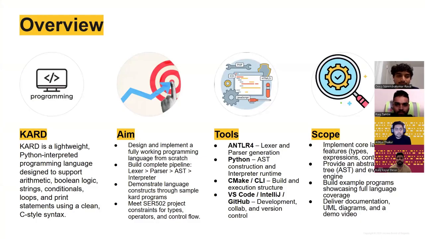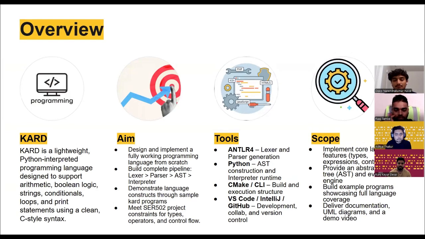So, what exactly is KARD? At its core, KARD is a lightweight interpreted language built using Python. We chose a clean C-style syntax because it is familiar to most developers, which lowers the learning curve. Our primary aim was to implement the big four steps of language processing from scratch: the lexer to read the text, the parser to understand the structure, the AST, or abstract syntax tree, to represent the logic, and the interpreter to actually run the code.